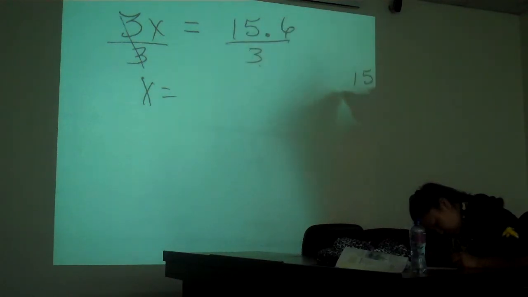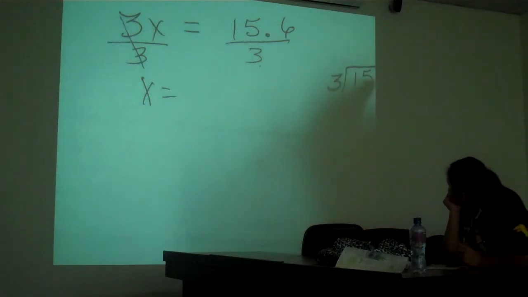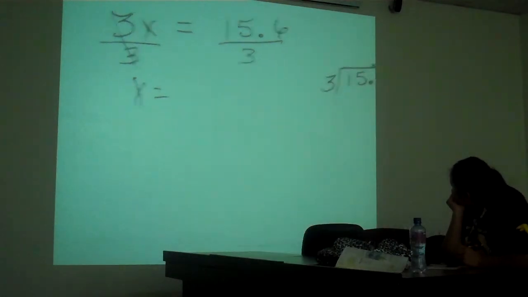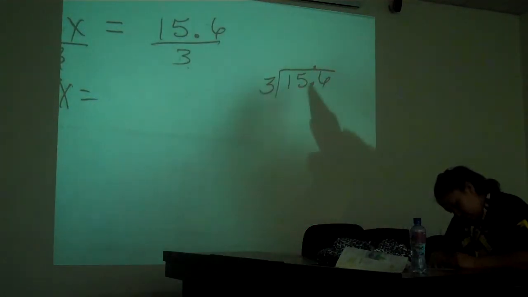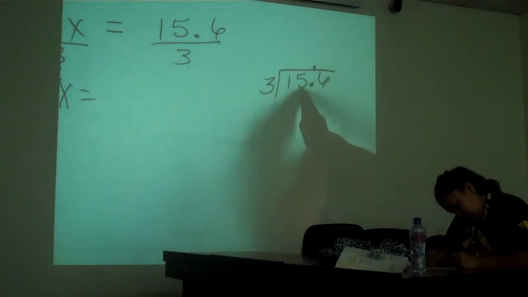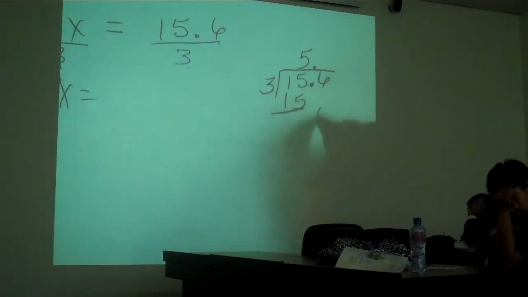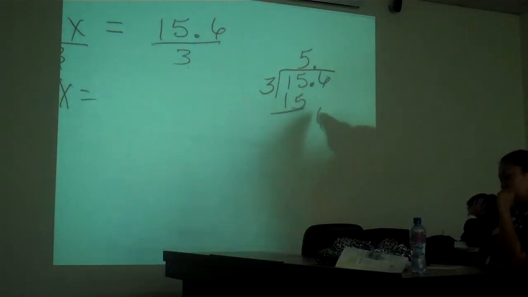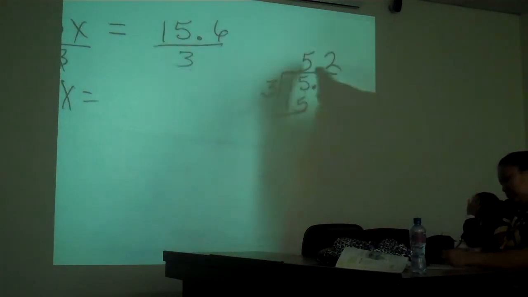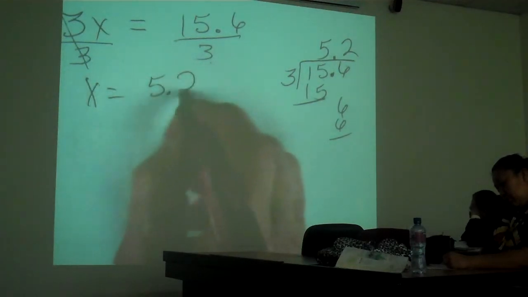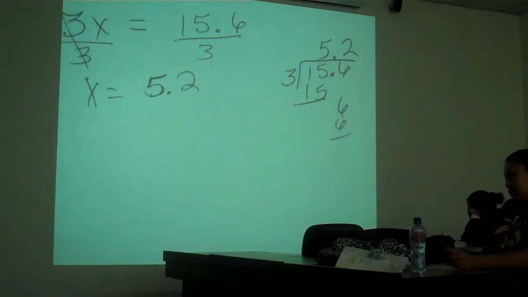15.6, the top one is the one that goes under the division sign, divided by 3. Bring your decimal up. 3 into 15, 5 times. Bring the 6 down, 3 into 6, 2 is 2. So it's 5.2. Okay?